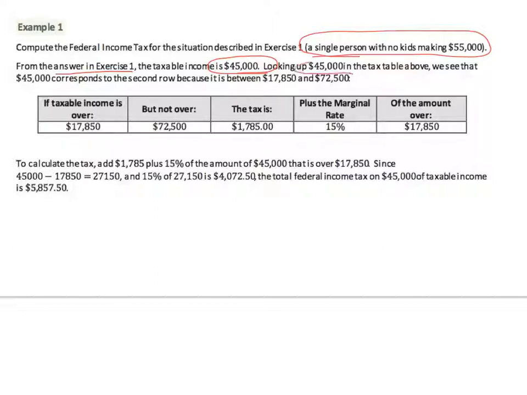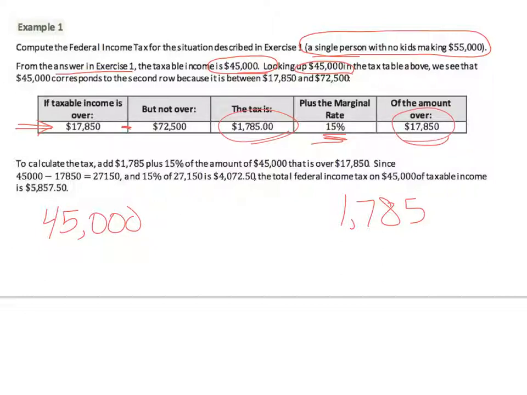Let's look up $45,000 in the tax table from that first slide that's in your classwork, and we see that $45,000 corresponds to the second row because it falls in between $17,850 and $72,500. So to calculate the tax, the first thing we have, the tax is $1,785, and then we need to take 15% of the amount of income that's over $17,850.